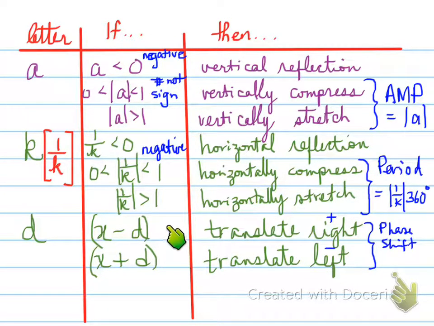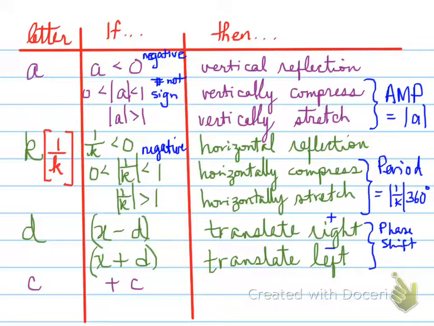Again, it depends on what's going on inside the bracket. This is known as the phase shift. It is phase shifted either plus d units or minus d units, depending on if it moves right or left.